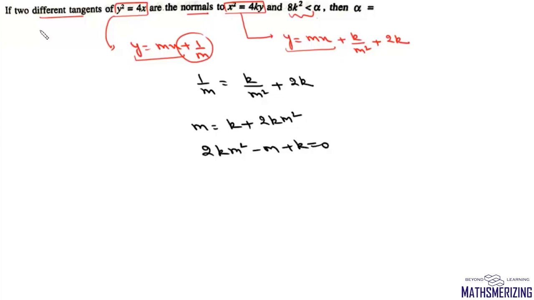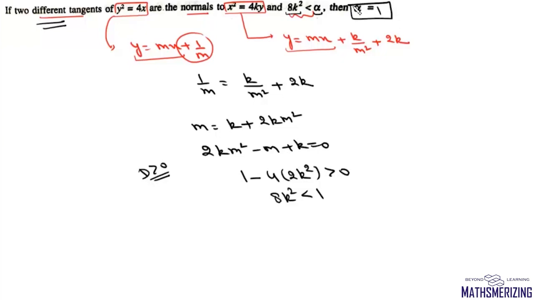Now it says two different tangents can be drawn. So that means this equation should have two real roots. That is, the value of D should be greater than 0. If we find D, it will be 1 minus 4 into 2k square, and it should be greater than 0. That is, 8k square should be less than 1. Now in the question it says 8k square is less than alpha. So that means the value of alpha is simply 1.